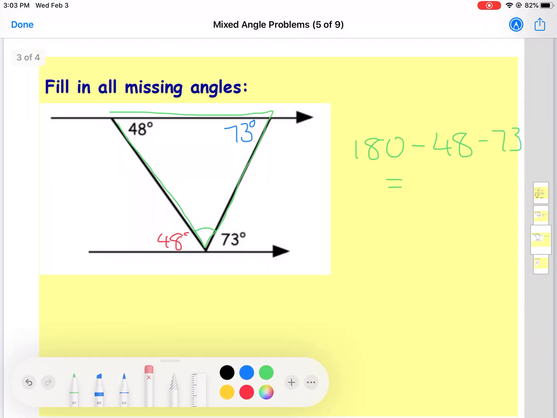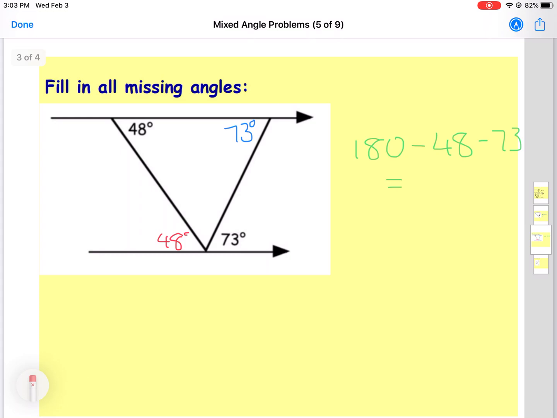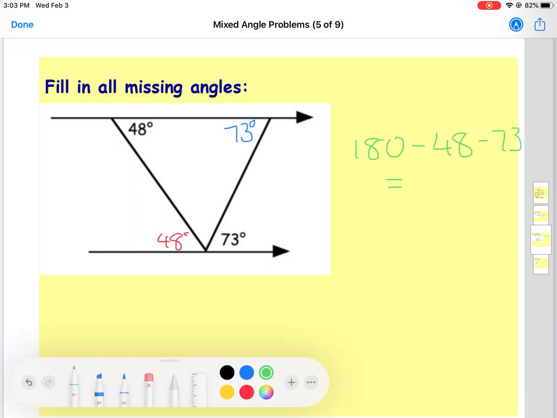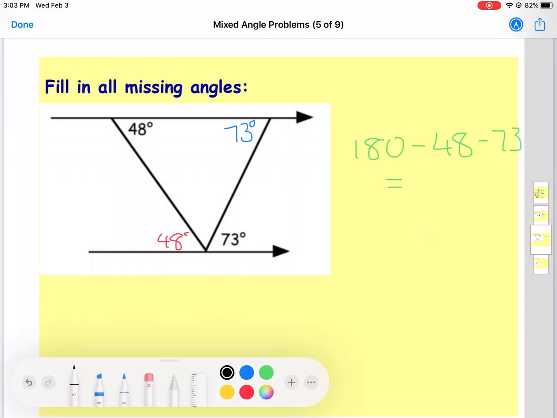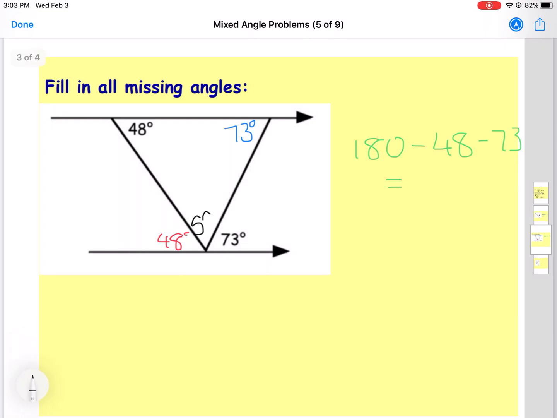Also notice that down the bottom we have a straight angle going all the way along here, and that includes the angle 48 and 73. And if I was to take the full straight angle, I could take the 48 and the 73 away from 180 using that condition as well to find out that the bottom angle has to be 59 degrees.